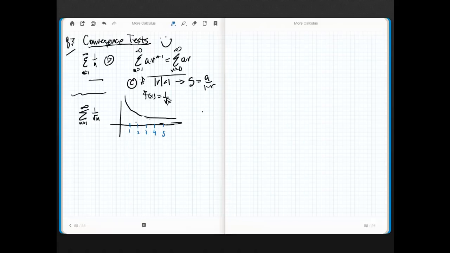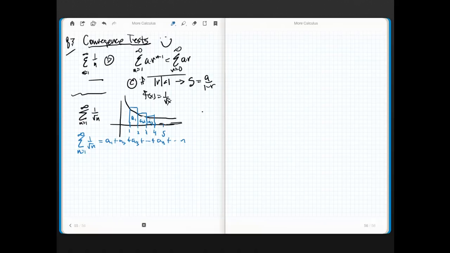If I start at 1, notice that these rectangles are 1 wide, and this is going to be f of 1 tall. So if I build this rectangle right here, this is going to be a sub 1. This rectangle, a sub 2. This rectangle, a sub 3, etc. So the sum from n equals 1 to infinity of 1 over root n is really a sub 1 plus a sub 2 plus a sub 3 plus dot dot dot plus a sub n plus dot dot dot. So it goes on forever.